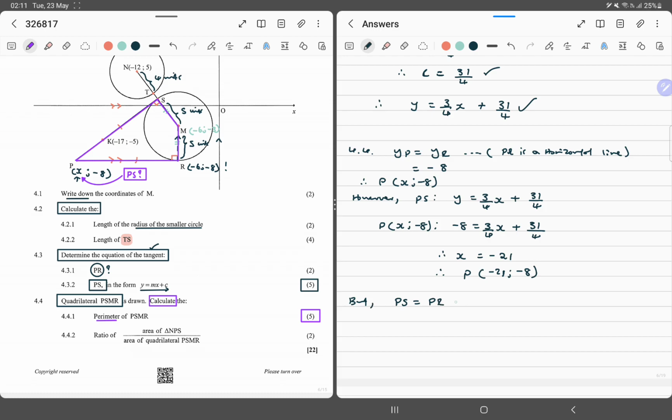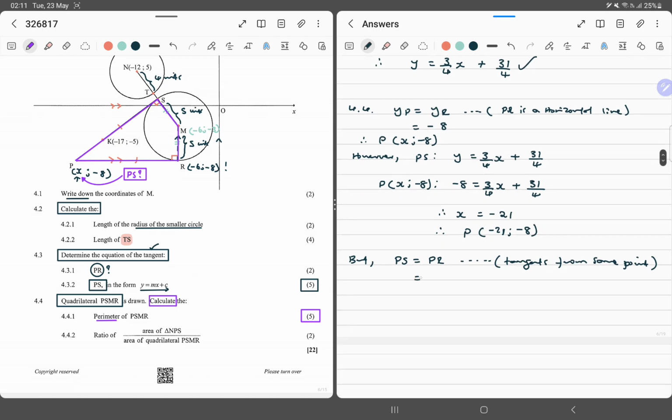But that is the story. What is this? These are the tangents from the same point. Just forget anything else. These are tangents from the same point. But now PR is going to be your story there.